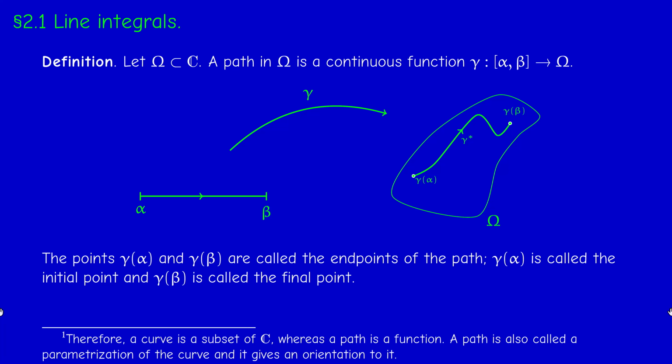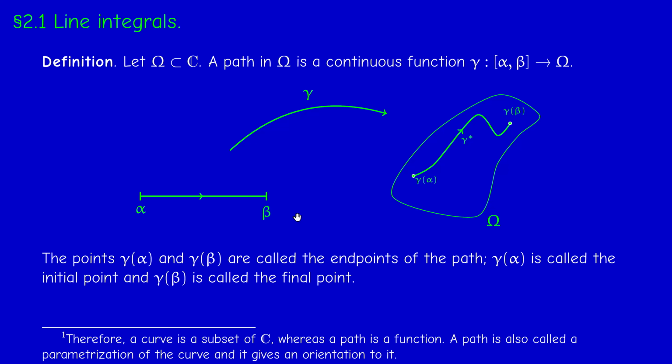And the second point of view that you can think of is a physical interpretation. A path can be thought of as the motion of a particle moving between 2 points, moving between the endpoints of the path. So gamma alpha and gamma beta are called the endpoints of the path. Gamma alpha is called the initial point, and gamma beta is the final point. So you can imagine a particle moving from gamma alpha to gamma beta as time goes from alpha to beta.